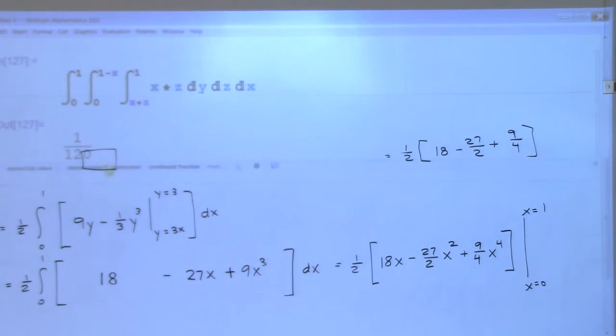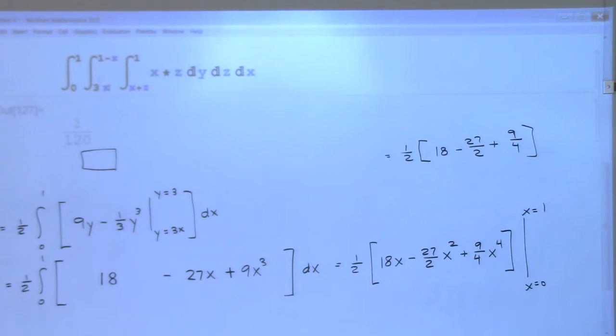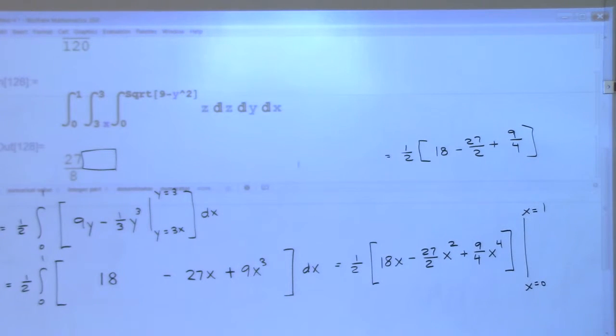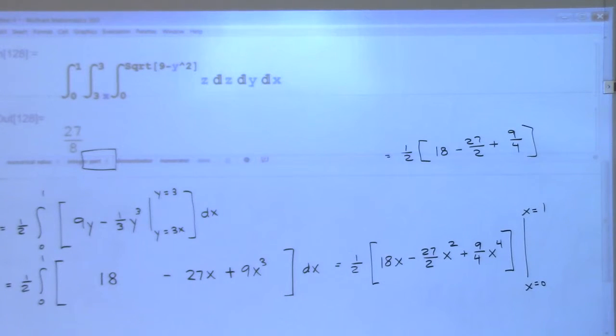And let's have the computer do this for us. It was 0 to 1. You'll have to remind me. 3x to 3. Now I remember. Okay, 3x to 3. 0 to square root of 9 minus y squared. And we're doing, what are we integrating? Just z. That's nice. And we wind up doing dz, dy, dx. 27/8. Is that what we got?